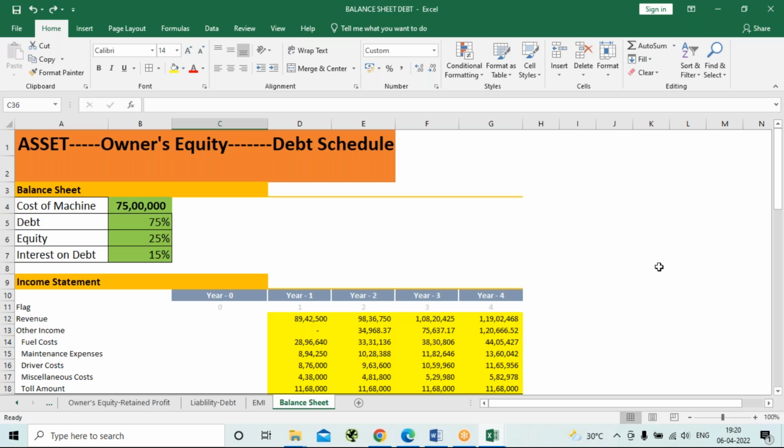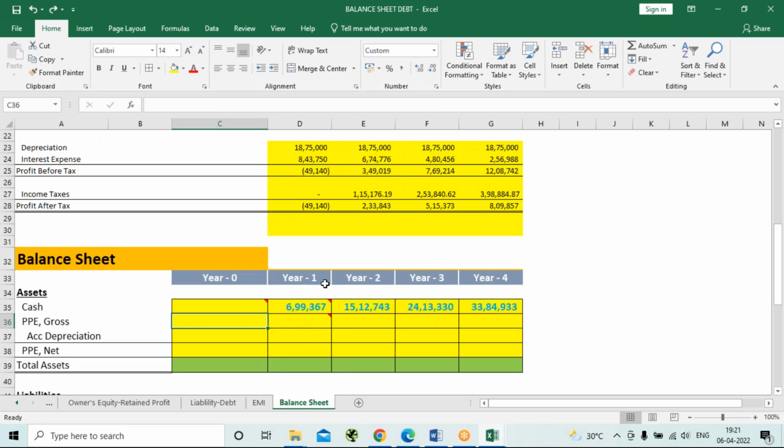What is the value of an asset? Did anyone find out the value of an asset? Is it 75 lakhs? Yes, the cost of the machine. The machine is an asset, so the value of the asset is 75 lakhs.